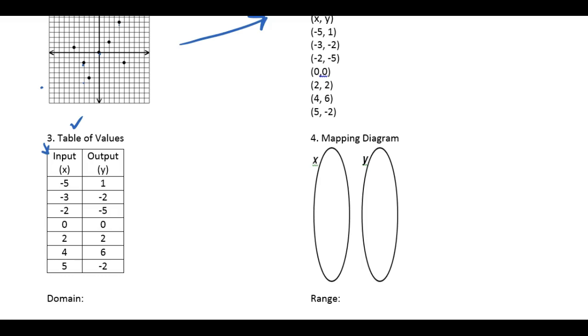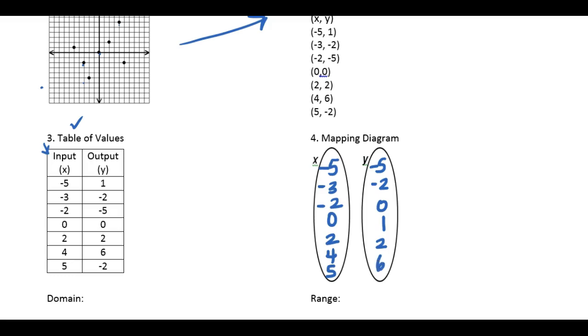So I'll show you what I mean. X values will go negative 5, negative 3, negative 2, 0, 2, 4, and 5. Y values, okay, it goes from, let's see, negative 5, I have negative 2 two times, then it goes 0, 1, 2, and 6. Then I've covered all the Y values.